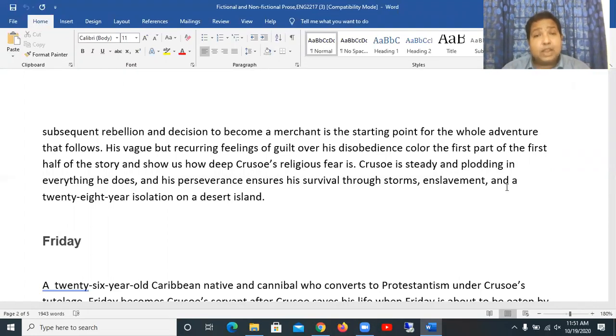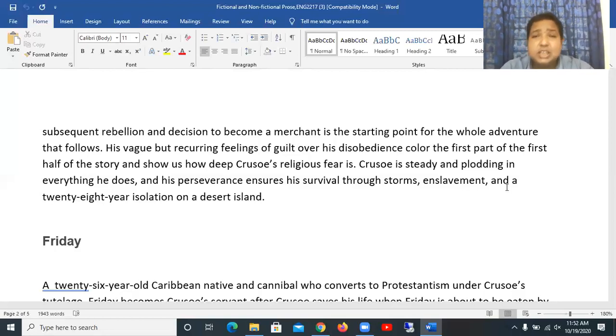That's why a sense of guilt was there, that because I was reluctant to take the advice from my parents, and it is the consequence. And that's why I'm here on this uninhabited island, on a deserted island. So a sense of guilt was there, and because of that guilt, he just went on to become a practicing Christian. Crusoe is steady and flowing in everything he does, and his perseverance ensures his survival through storms, enslavement, and 28 years of isolation on a desert island.